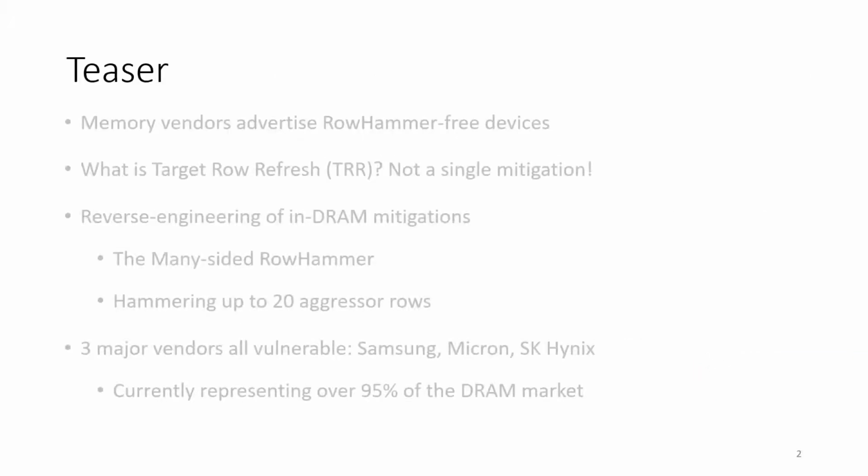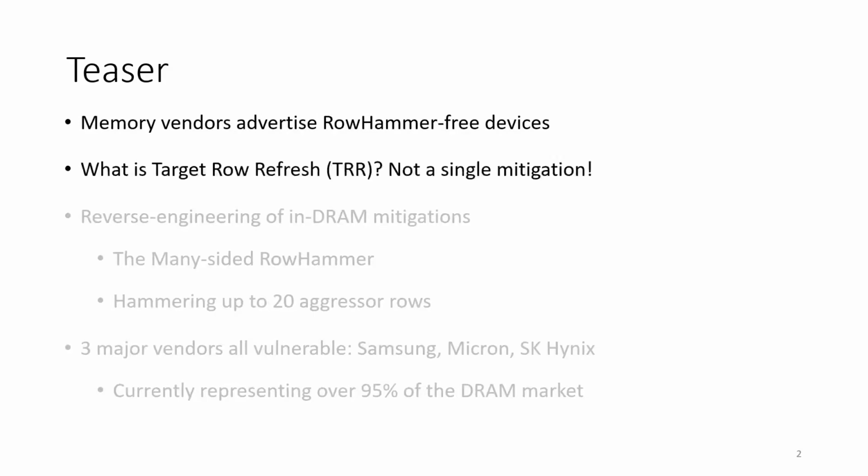This talk is about RowHammer, a memory issue that today seems to be solved because memory vendors are advertising RowHammer-free memory devices. This is thanks to the mitigation we call target refresh. But what is target refresh? Very little is known about its workings, since there is no standard and the memory vendors do not release any actual implementation details. Today, I'm going to demystify some target refresh mechanisms, showing that it is not the mitigation we thought, but target refresh is a more general term that identifies a whole class of mitigations.